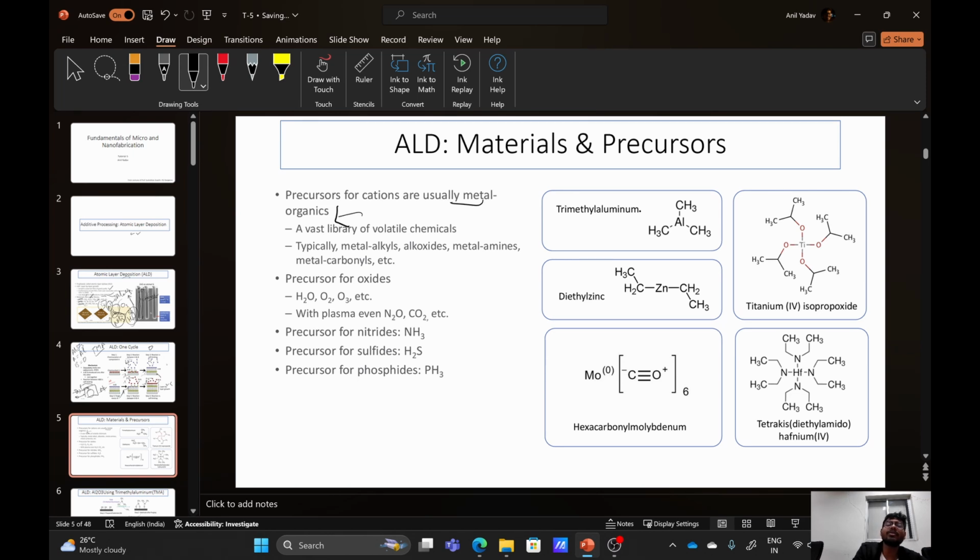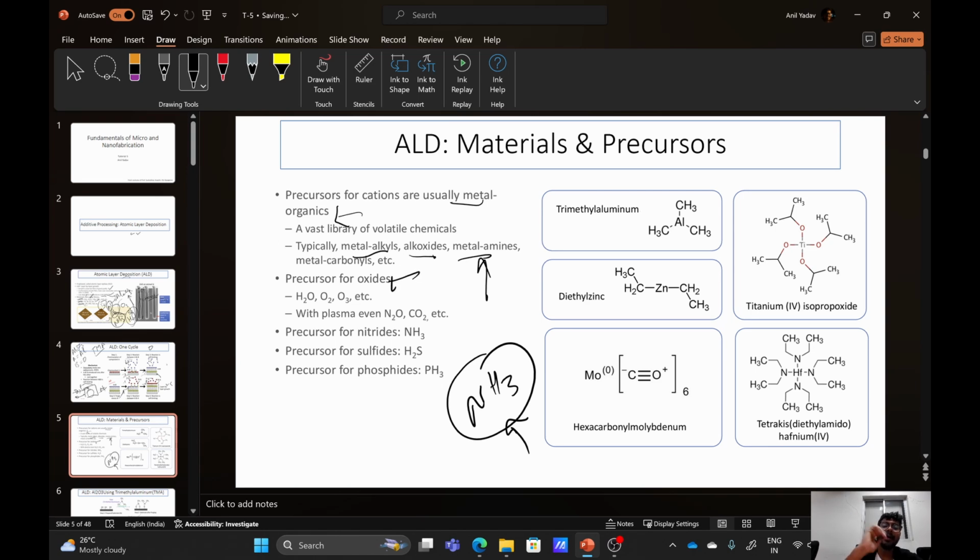So usually metal organics or metal chlorides are used for ALD precursors. A vast variety of precursors are available: metal alkyls, alkoxides, metal amines, amines for nitrides. NH3 also gets removed easily if there is a metal amine in that precursor.